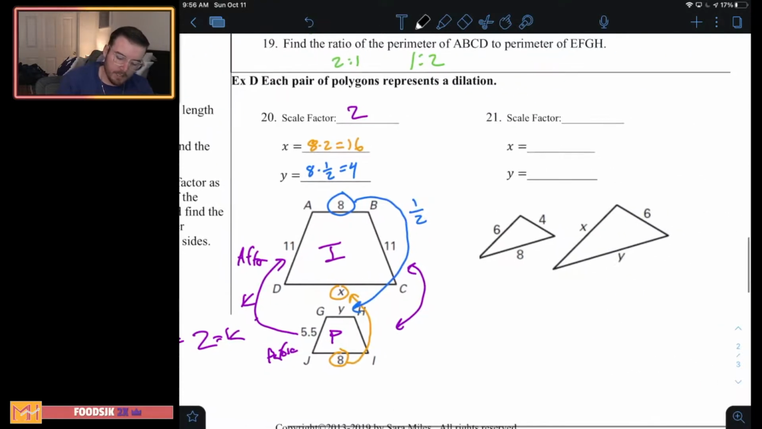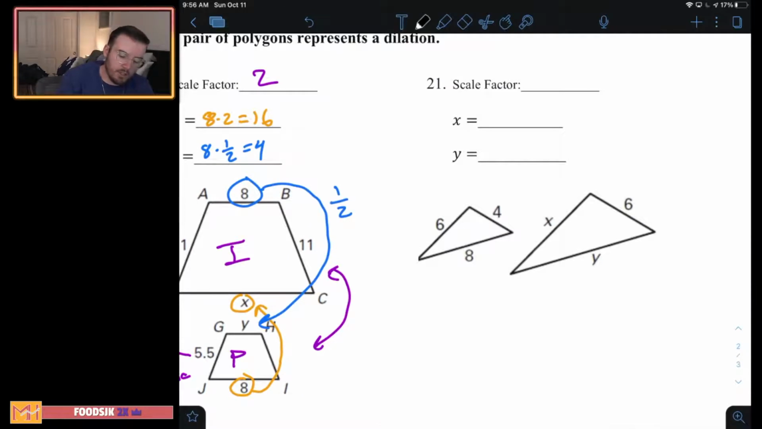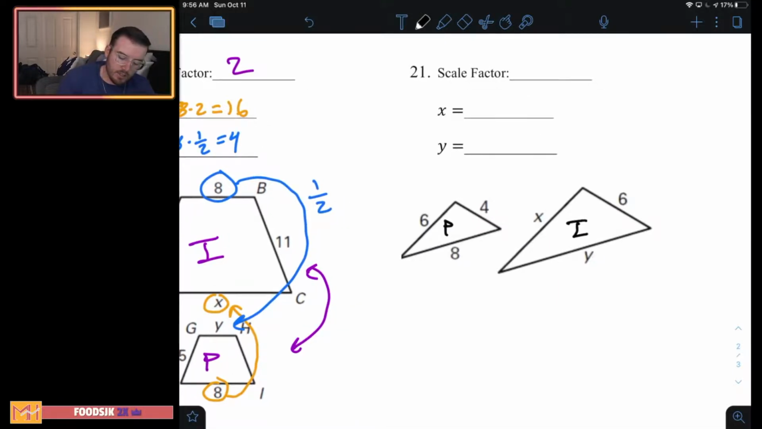Let's do it again. So you take a look at the image and the pre-image. So let's call this one the image and this one the pre-image. It honestly does not matter which one you call the image and pre-image here. You're not going to get a wrong answer. You just need to make sure you stick with that. So I'm deciding that this is my image and this is my pre-image. So to find our scale factor, you do image over pre-image. So 6 divided by 4.